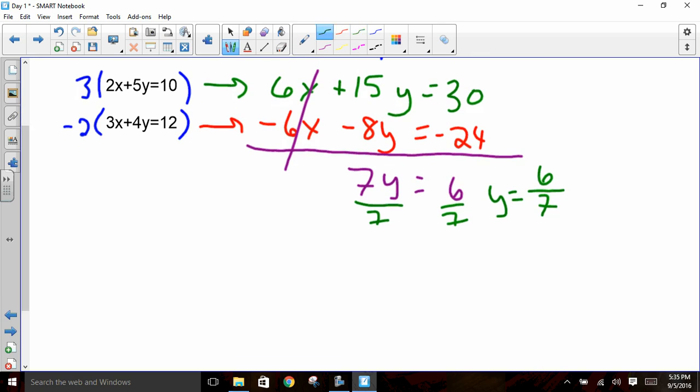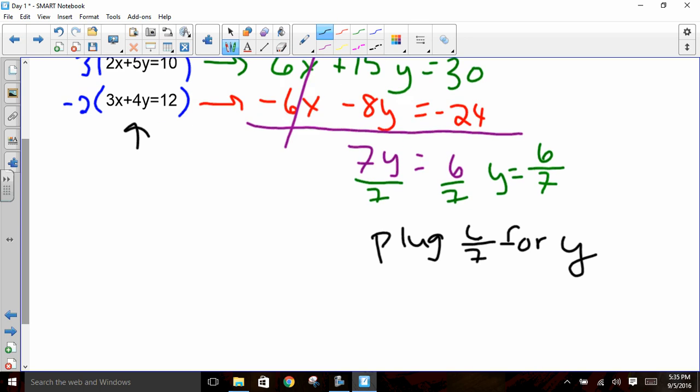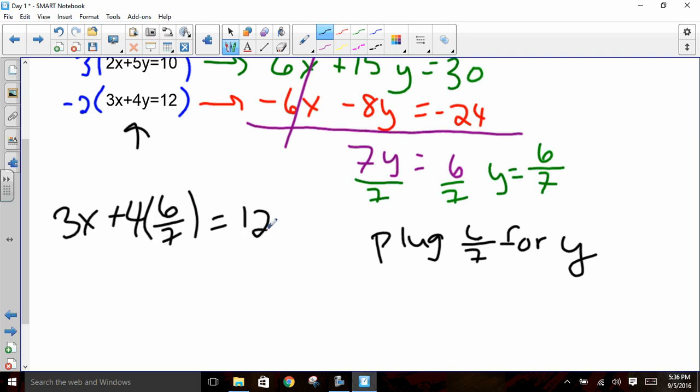So now that we have our y value, we need our x value. In order to find the x value, we're going to plug y back in. So instead of y, I'm going to plug in 6 over 7. Again, I want to use an easier one. I'm probably going to use the second one. It's going to result in smaller numbers. So I have 3x plus 4 times 6 over 7 equals 12. So grab your graphing calculators out real quick. I can show you how to easily plug this in all in one step.